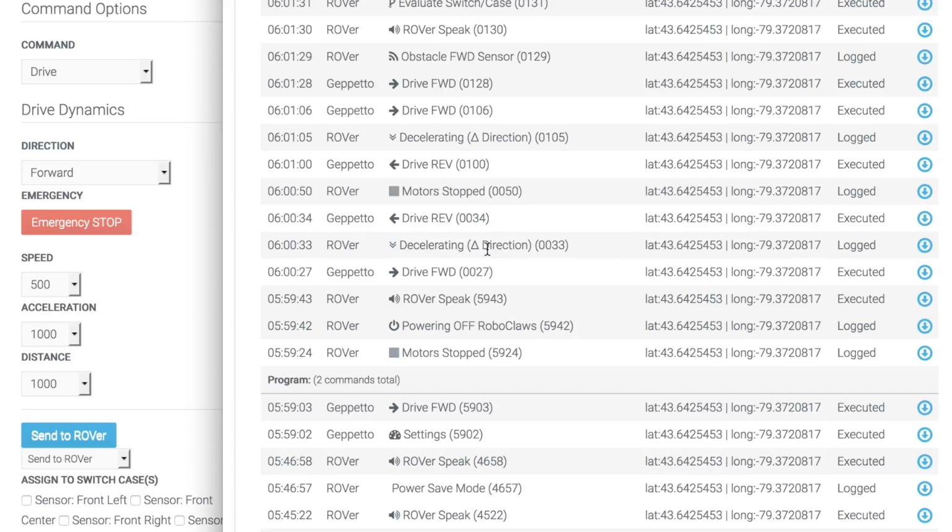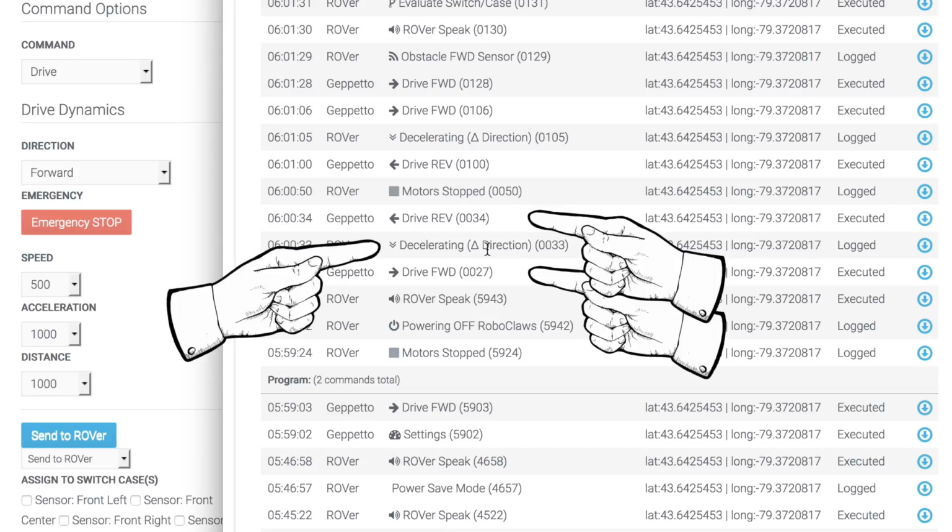It has to do with the RoboClaws, the motor controllers. When a particular command is sent to the RoboClaws, they execute that command until they either complete that command or get a command to decelerate. And by decelerate, it's basically a change in direction. And that can be confusing because a change in direction may be a deceleration, or it may actually be a change in direction, meaning we were going forward and now we want to go backwards.